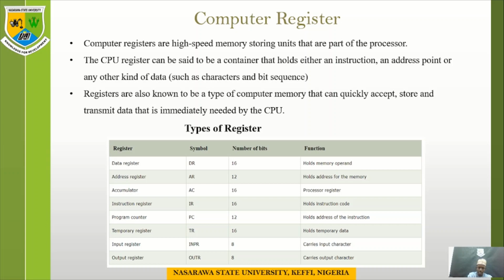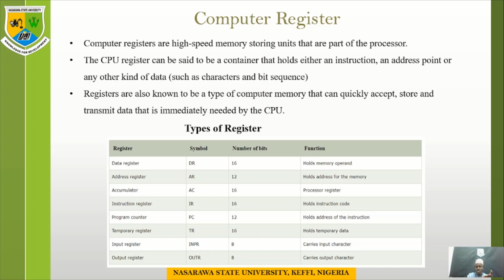We have about 8 to 9 types of registers here. The first one is the data register, the symbol is DR, and the number of bits. You know, the bit is the unit of storage. The number of bits is 16. Based on unit conversion, 16 bits is 2 bytes. So you have to know it both in bits and bytes.